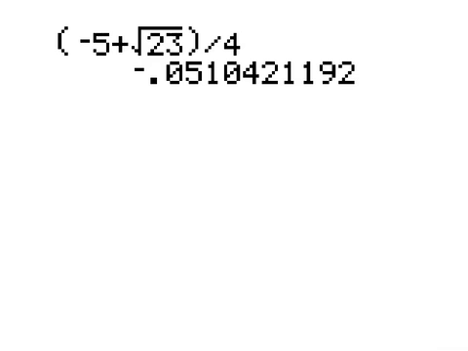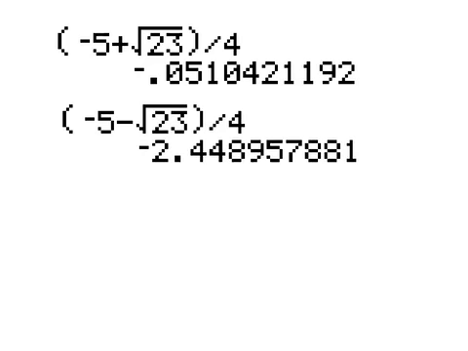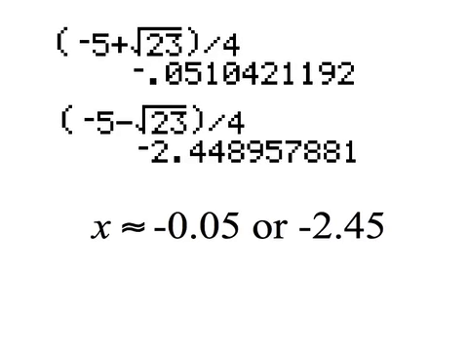the positive square root of 23 to the negative 5 before dividing by 4. And then we have to remember that the other solution is to combine the negative 5 with the negative square root of 23 before dividing by 4. We round to the nearest hundredth, and here's our two solutions rounded to the nearest hundredth.